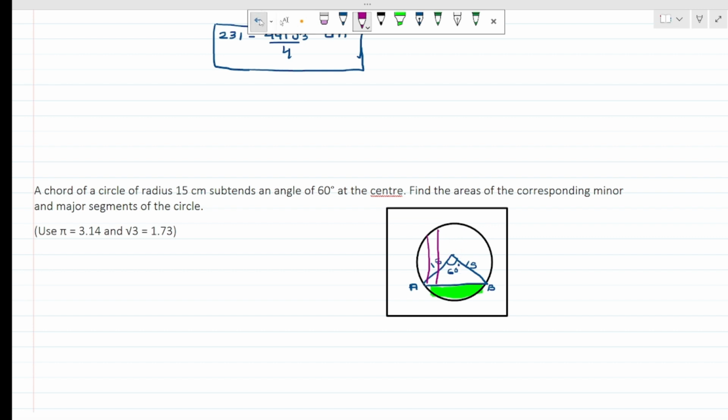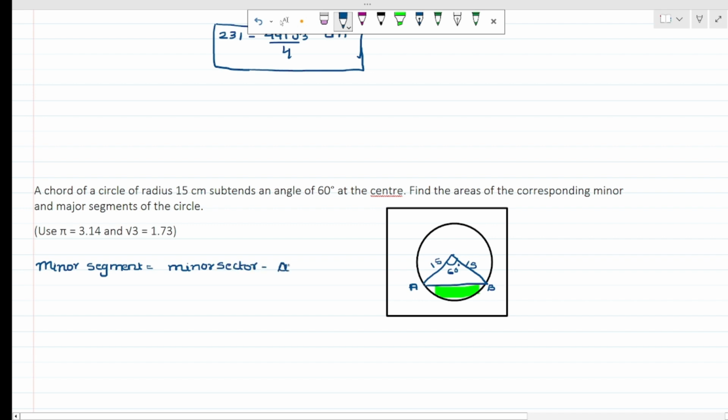So first start with our minor segment. This green portion, which I have showed earlier, I need to find out this area. How you will do so? First of all, you need minor segment. Minor segment is equal to minor sector minus area of triangle AOB.